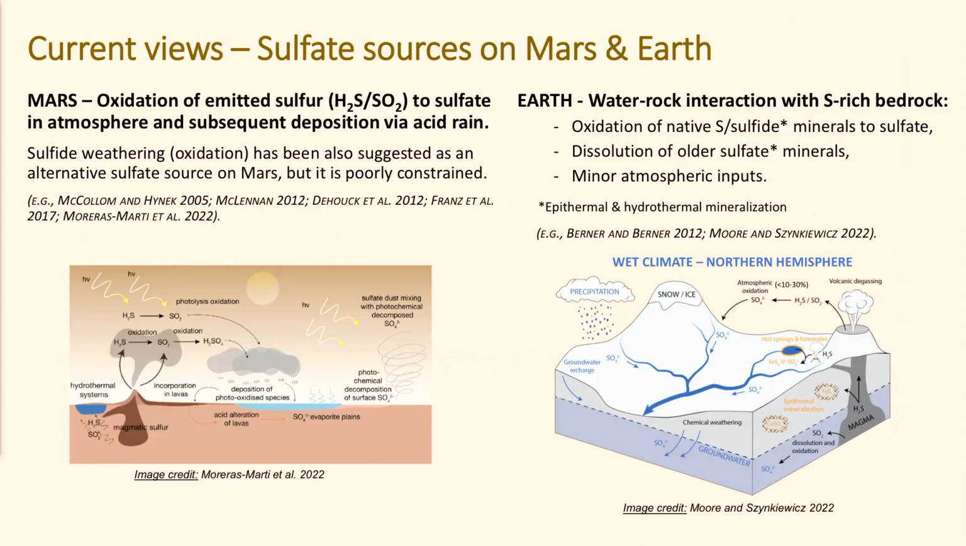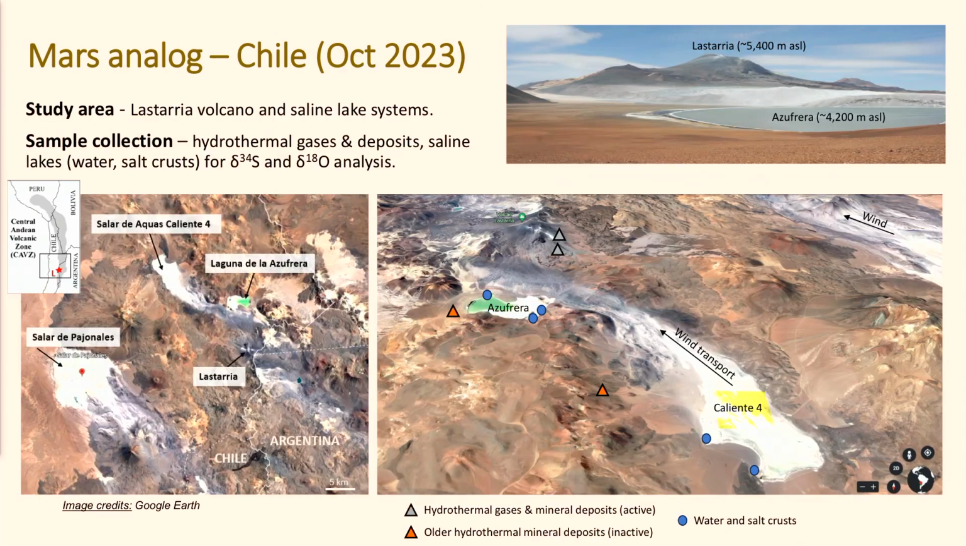However, most of our information about those processes is from wet climates. We have less data to compare with dry environments that are more Mars-like. So that's why, with a new project last fall, we went to central Chile, to La Steria volcano, located on the border of Chile and Argentina. And this is an active volcano that releases a lot of sulfur. There's a lot of sulfur emission, H2S gas and SO2 gas.